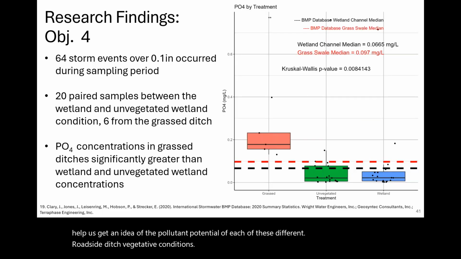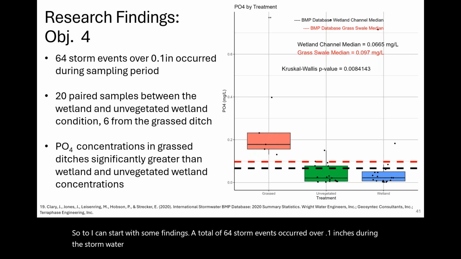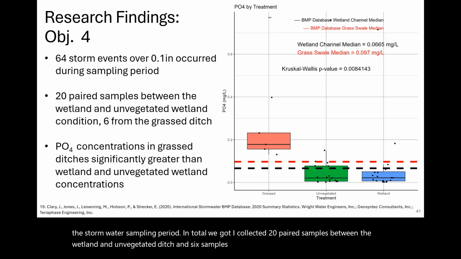So, to start with some findings, a total of 64 storm events over 0.1 inches occurred during the stormwater sampling period. In total, I collected 20 paired samples between the wetland and unvegetated ditch, and 6 samples from all ditches, including the grass ditch site.